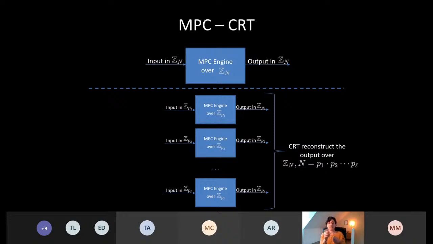All these MPC engines work in parallel. Inputs and outputs are in these smaller subspaces, and in the end, by exploiting the properties of the Chinese remainder theorem, we can reconstruct the output over the larger arithmetic modulus. This increases significantly the efficiency of the protocol, and it's a technique that was also used in the two prior works solving the same problem in 2020, Diogenes and the Crypto paper from Chen and others.